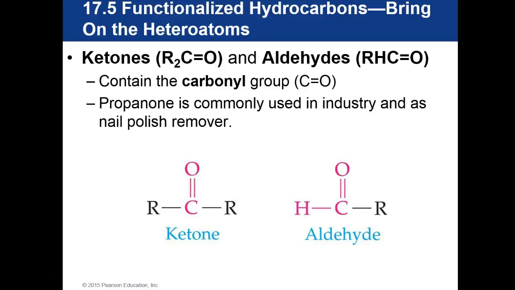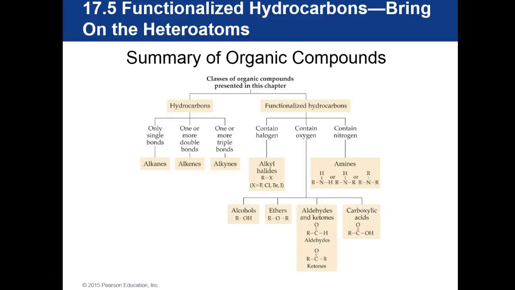Next, we have ketones and aldehydes. These contain carbonyl groups. Propanone is commonly used and is considered a nail polish remover. Ketones, aldehyde, acetone is what I use sometimes. Here's a summary of some of the organic compounds that we just went over. It's a nice little quick review.